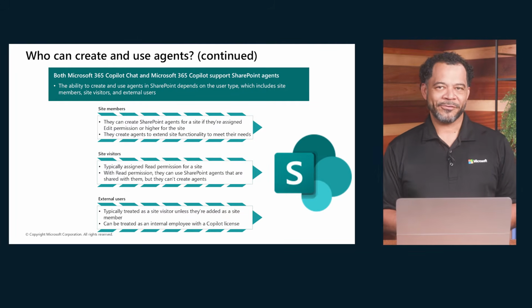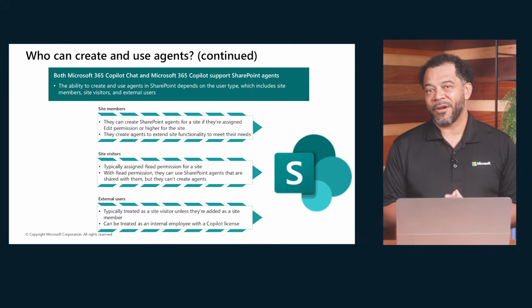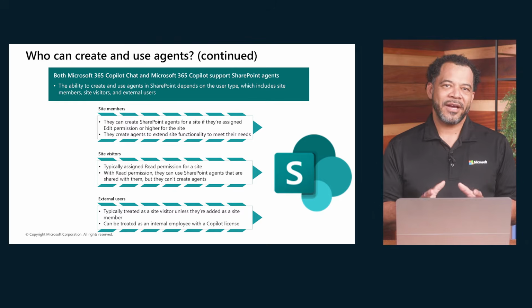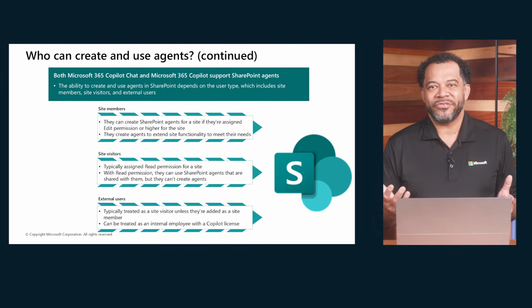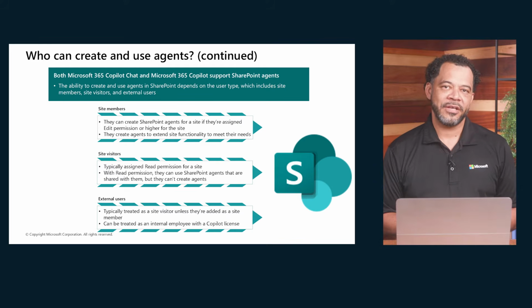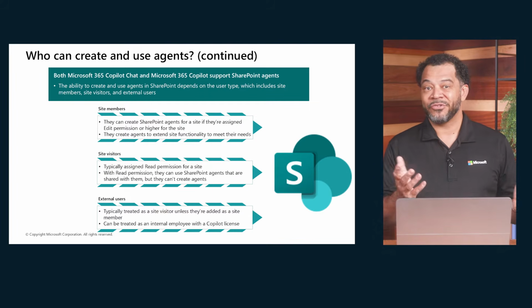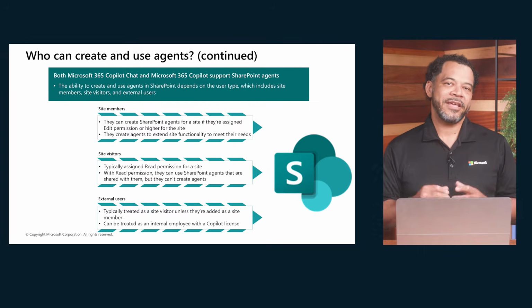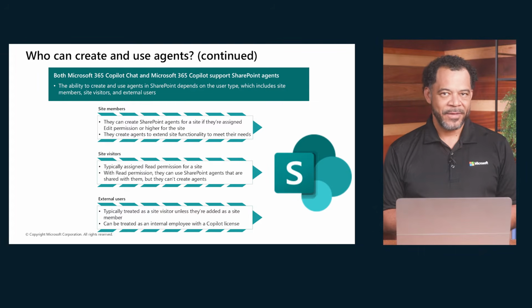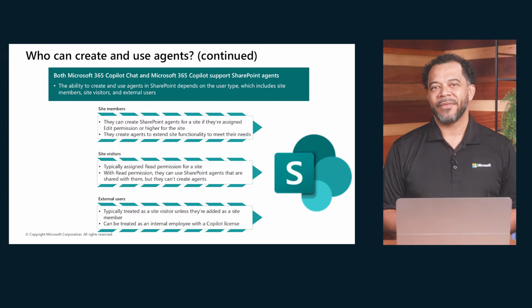Let me give you a few examples. Say your company is working with a consulting firm on a major project. You might assign Copilot licenses to those consultants so they can create and use agents just like your internal team. Or maybe you're collaborating with another company on a joint initiative. Giving their key personnel access to agents ensures everyone working has the same tools and information.